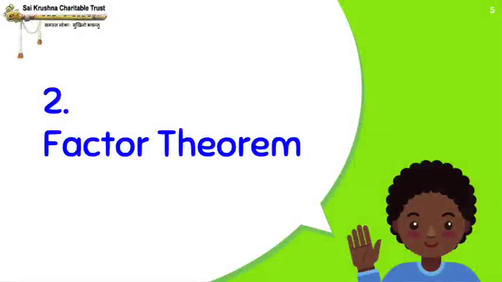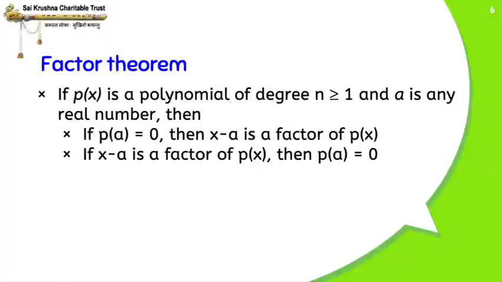We are now ready to learn the factor theorem. The factor theorem states that if p of x is a polynomial of degree bigger or equal to 1 and a is any real number, then if p of a equals 0, then x minus a is a factor of p of x. Also, if x minus a is a factor of p of x, then p of a equals 0.